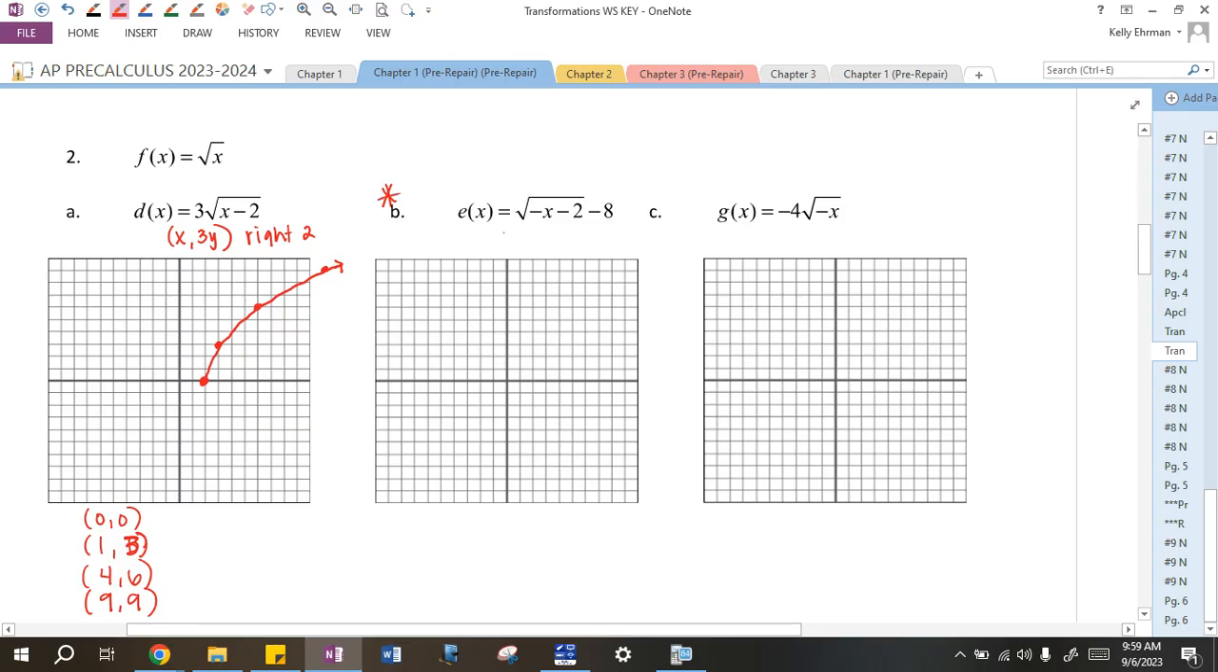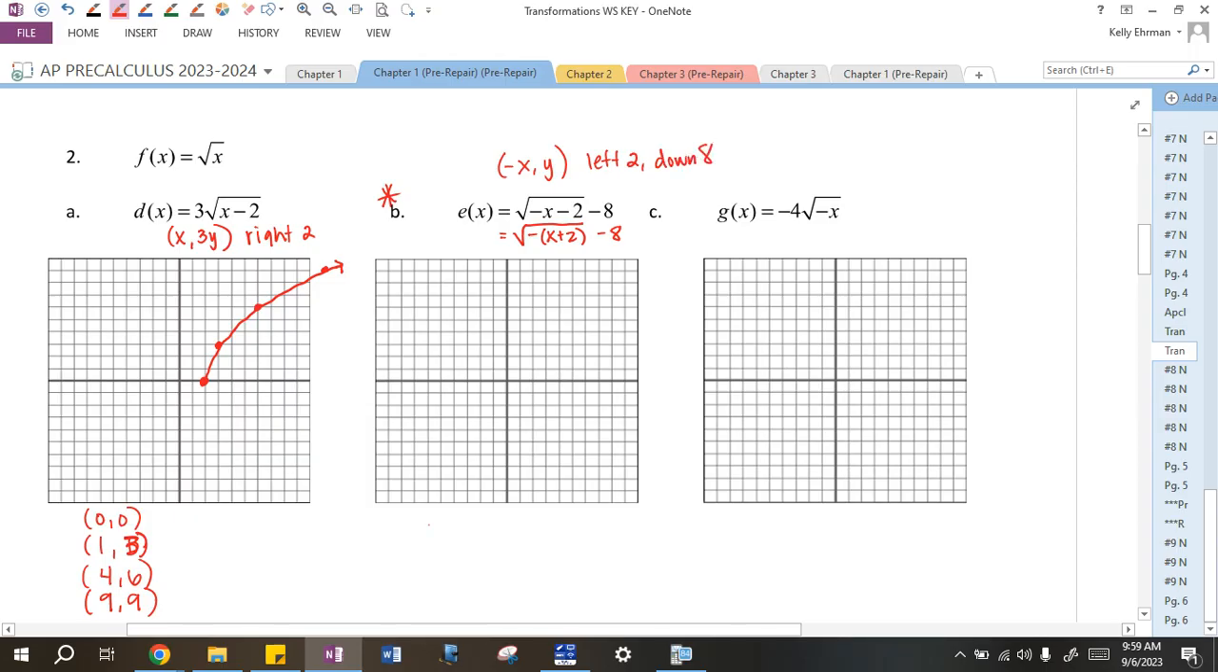B is one of these special cases. We need to simplify this before we start graphing, or unsimplify this, I should say, before we start graphing. So in this graph, all of the x values are going to change signs, so negative x. And then after we do that, we're headed left 2 and down 8.